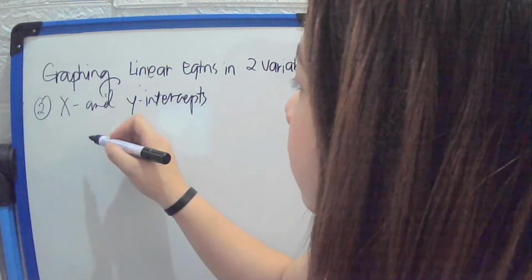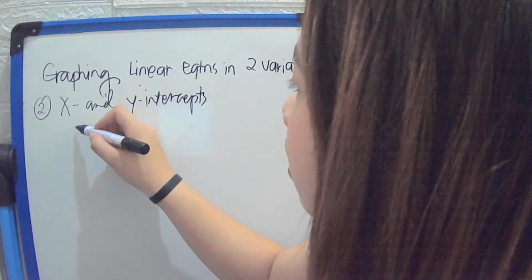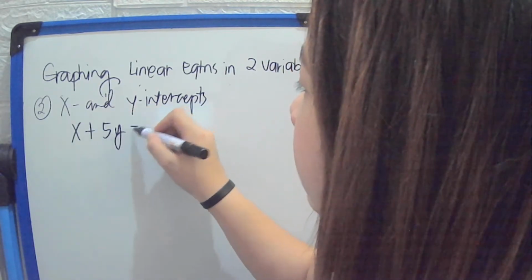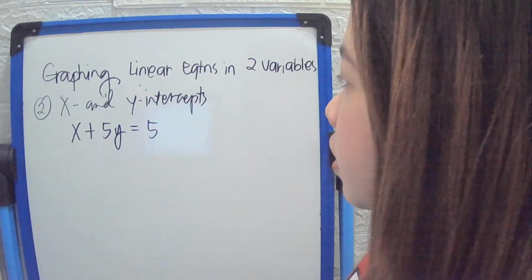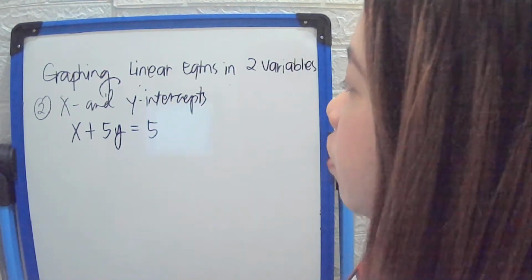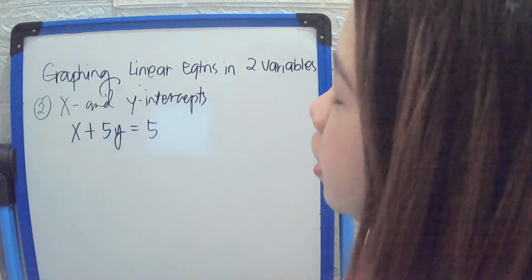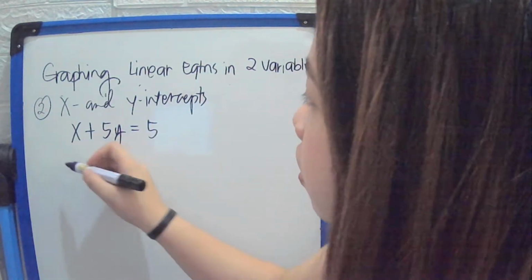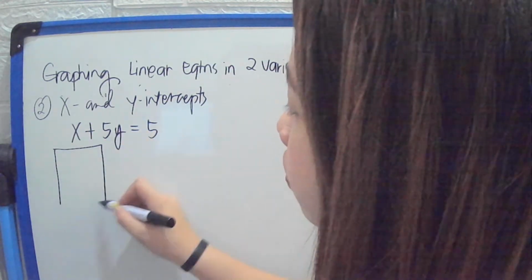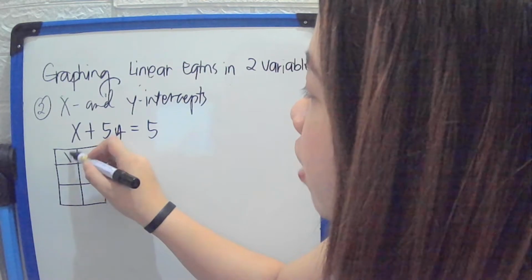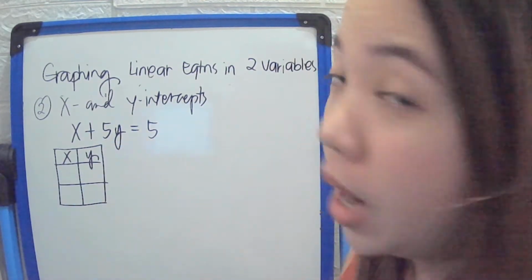So, for example, you are given x plus 5y equals 5. This is your equation of the line. Now, if you are to graph this using x and y intercepts, what you're going to do first is to have a table of values. So, in the table of values, you can have here the values of x and the values for y.